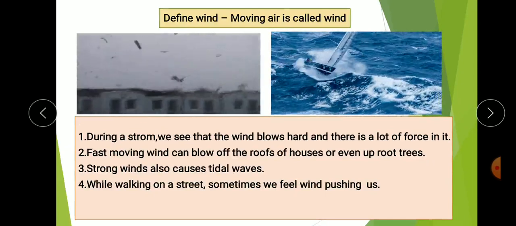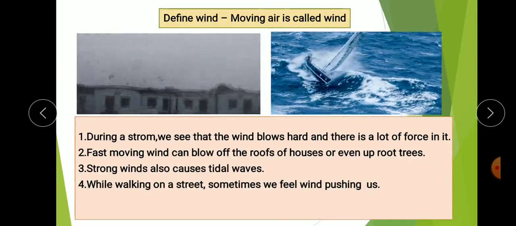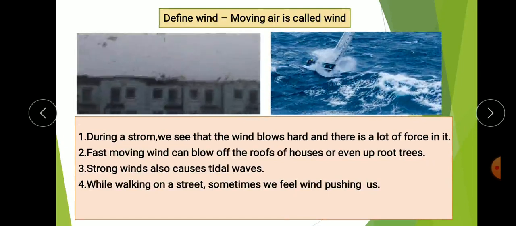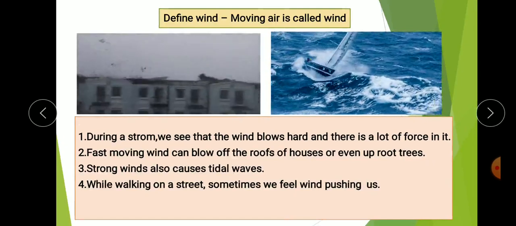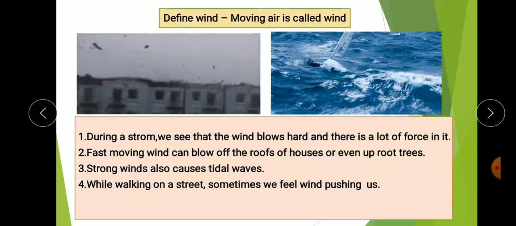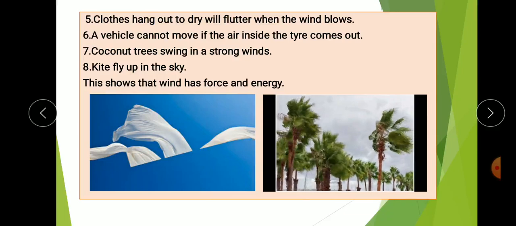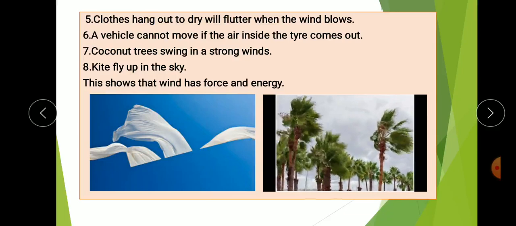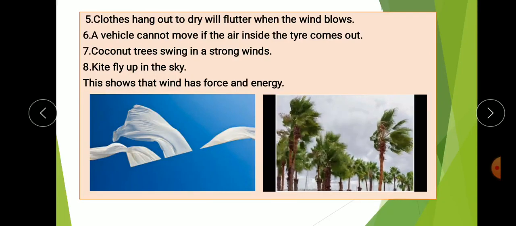Fourth, while walking on a street, sometimes we feel wind pushing us. When we are walking on a street, we can feel that a very strong wind pushes us. Fifth, clothes hung out to dry will flutter when the wind blows. When wind is blowing, the clothes which are hung out to dry start fluttering.